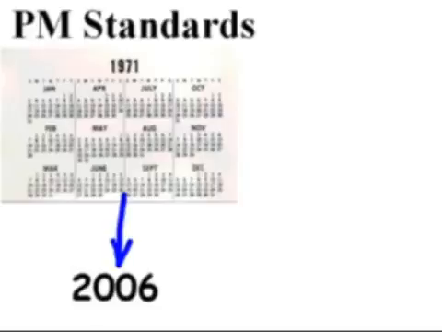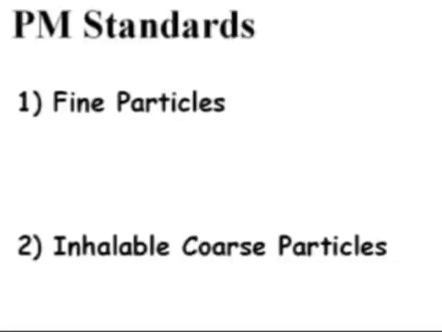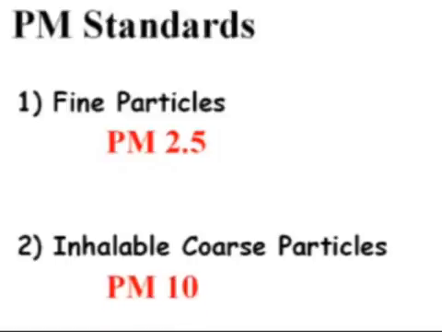The revised 2006 standards address 2 specific categories of particle pollution: fine particles and inhalable coarse particles. Fine particles are called PM 2.5 because their size is 2.5 micrometers in diameter and smaller. Inhalable coarse particles are called PM 10 because their size ranges from 10 micrometers down to larger than 2.5 micrometers.